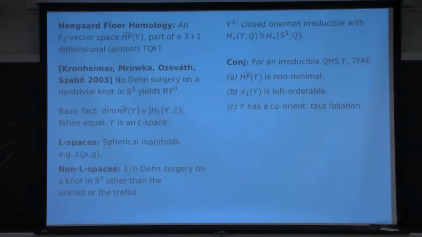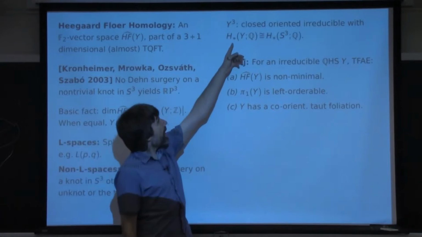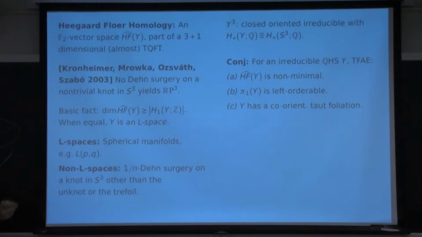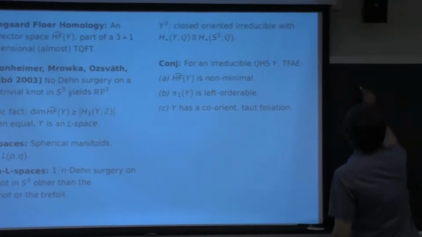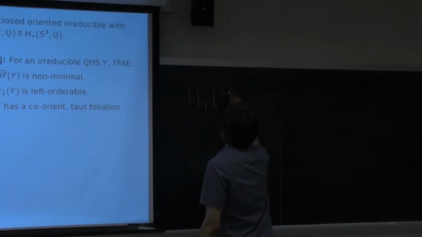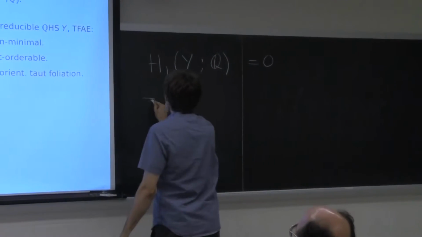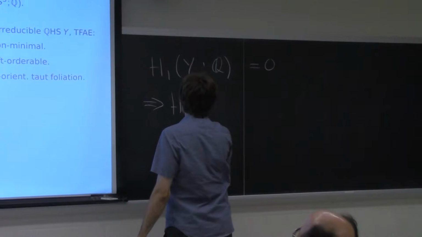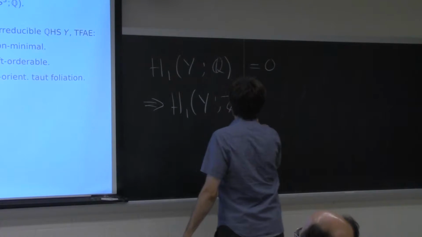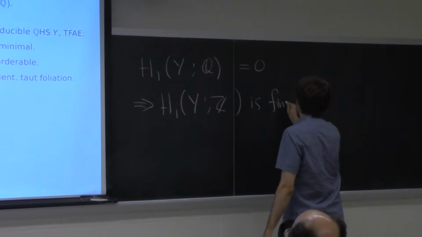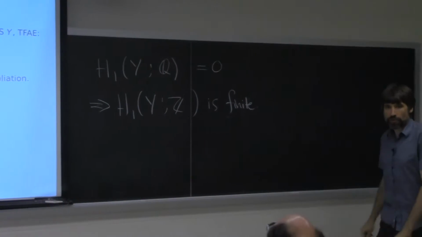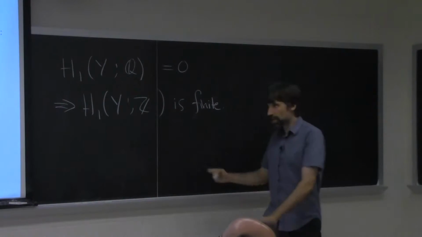Right? So Y is a rational homology sphere. So H lower 1 with rational coefficients is 0. You mean coefficients Z2 and not Z? No. Right? So here I'm assuming that H1 of my three-manifold is 0, which implies by universal coefficients that this is finite. So I really just mean the size of this group.